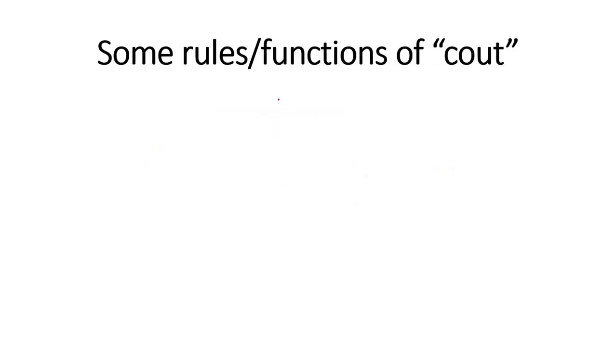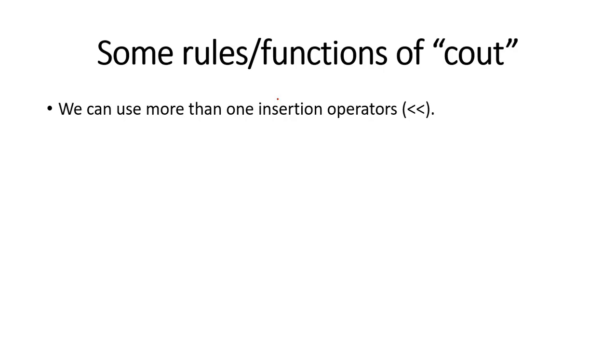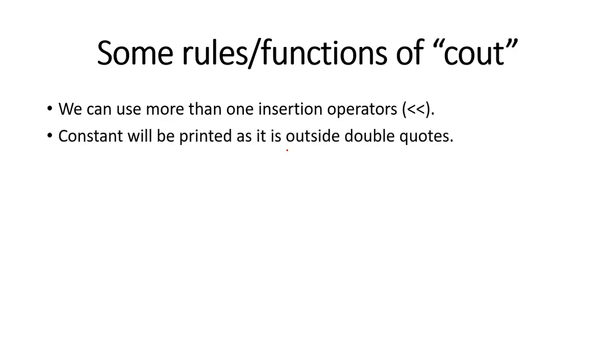Now some rules or functions of the cout object. Here we can use more than one insertion operator with the cout object, and how we will use it, we'll discuss later, so don't worry about that. This video is basically an introduction of the cout object, and in the next video we will do some practical examples of cout which will make all of these points clear. Now our next point is that constants will be printed as it is.